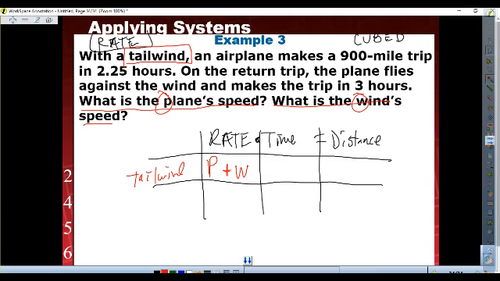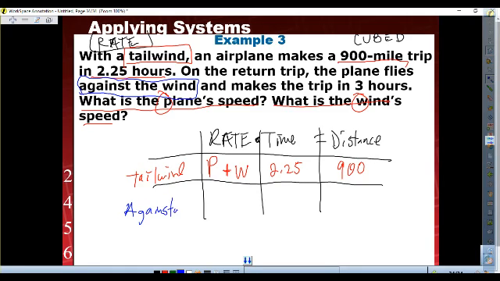What is the round trip? I mean, the distance? 900 goes here. And what time did it take for that trip? 2.25. All right. Next one. Against the wind. The return trip is against the wind. So I write that here.